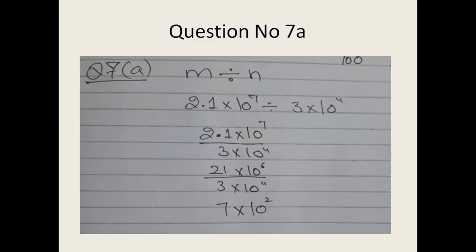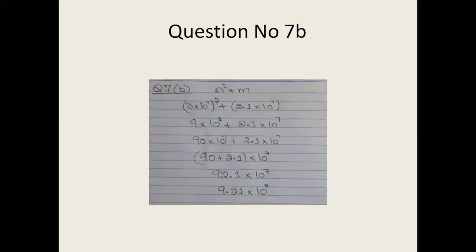Okay, so m divide n means 2.1 x 10 per 7 divide 3 x 10 per 4. And if I write it in the fraction, it will be 2.1 x 10 per 7 divided by 3 x 10 per 4. So I will take 1/10 from here and I will give it to this, or you can say I move the decimal 1 step to the right, and the power will decrease. So you will have 21 x 10 per 6 divided by 3 x 10 per 4. 21 and 3 can be cancelled with each other, so you will have 7 x 10 per 2. 7 x 10 per 2 is the final answer.